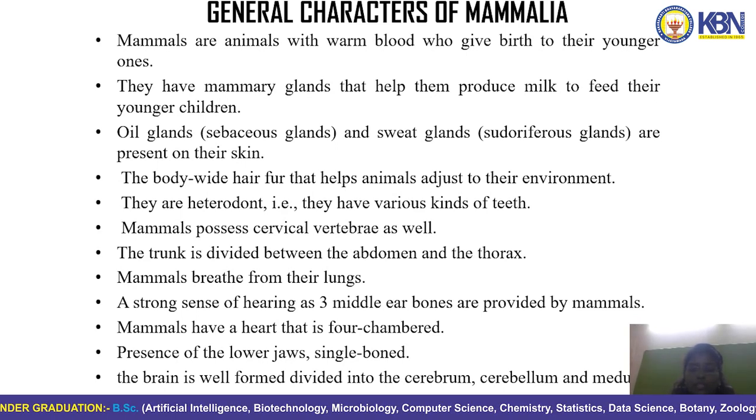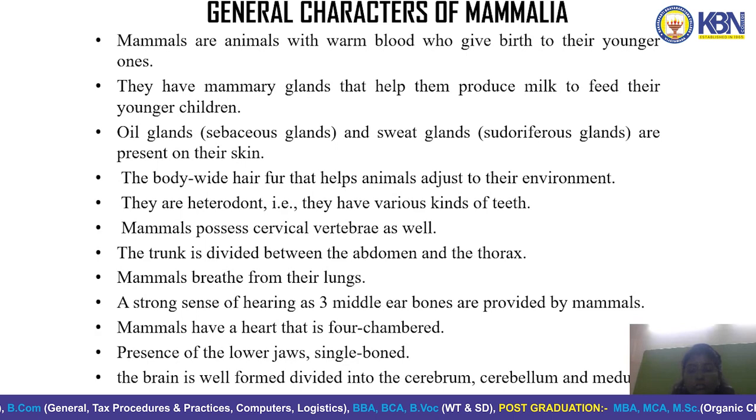Mammals breathe through their lungs. A strong sense of hearing is provided by three middle ear bones. Mammals have a four-chambered heart, likewise in humans. The lower jaw is a single bone. The brain is well formed, divided into cerebrum, cerebellum and medulla oblongata.